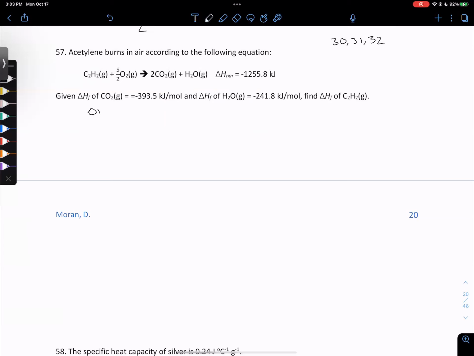The equation we have to use here is the delta H of reaction is equal to the sum of the delta H of formation of the products, minus the sum of the delta H of formation of reactants.